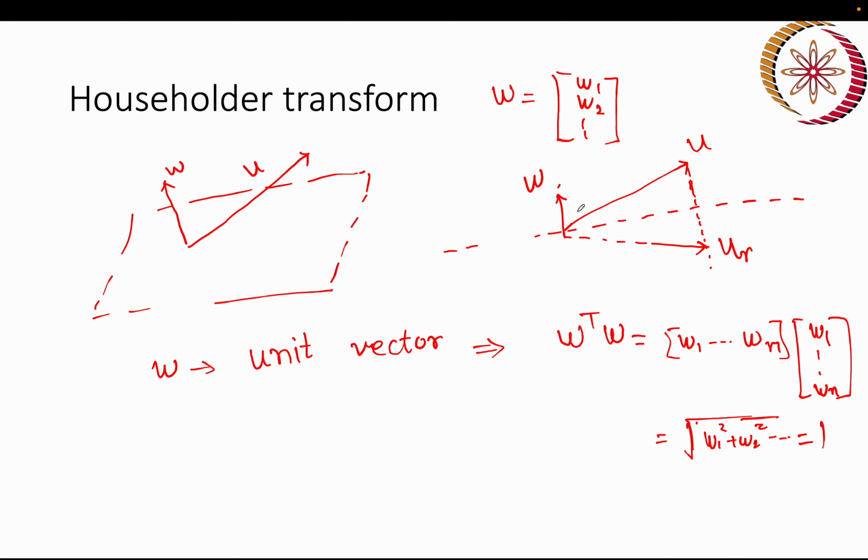So this is w, and if we want to project this u on w, this is the projection, and you can see that if we go in this direction twice as far as this projection, we will reach this ur. So first of all we will find this projection. We'll say this is a p vector.